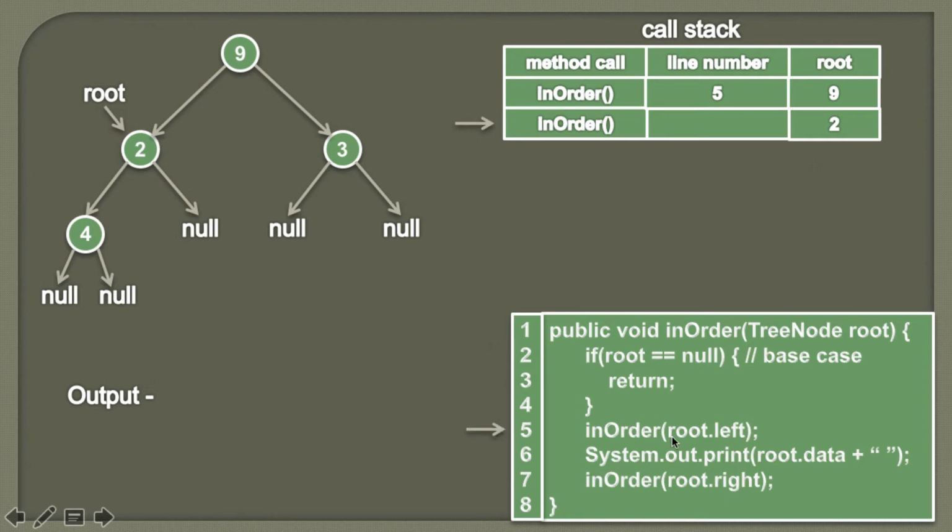So friends, as we discussed in the slide, before processing any node, we have to process its left subtree first. So in order to visit the node 2, we'll first have to visit its left subtree. So here we again call the inOrder method and we pass root.left, which is node 4. And as we are leaving this method, we will keep track of the line number.